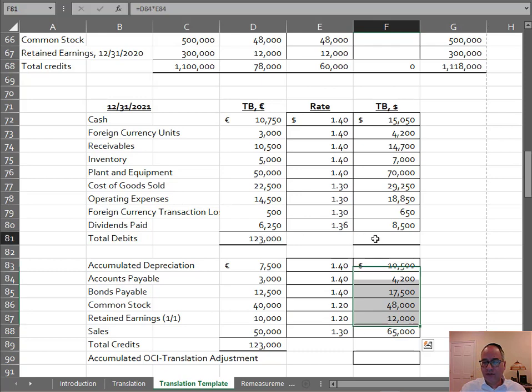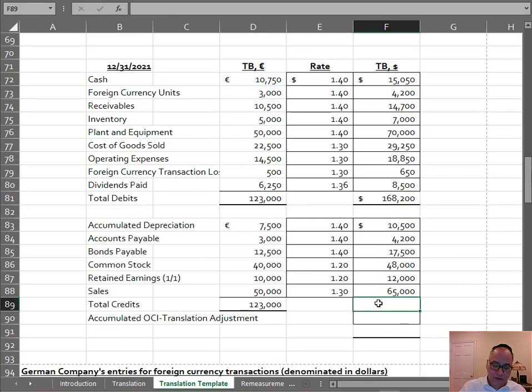So that total debits would equal 168,200, and total credits equals 157,200, and it doesn't balance, as we said it wouldn't. So in order to make it balance, you would need an additional credit. Sometimes it's a debit. You would need an additional credit of $11,000. And that's going to be a gain. And it's a translation adjustment that goes to accumulated other comprehensive income.